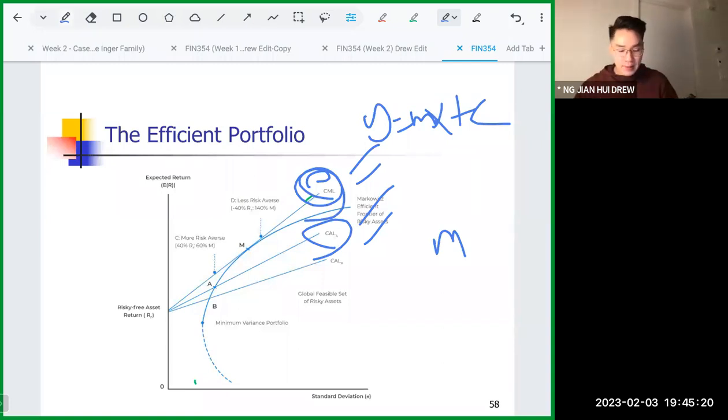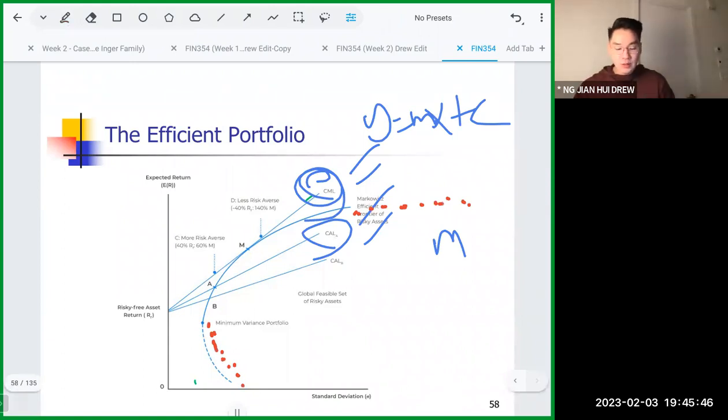The next part is, can I actually extend the tail of the parabola? What do I mean? Can you see this dotted line here? Can I extend this part here? And the answer to this part is yes, you can actually extend this. So how do you extend it? We are going to understand this concept of short position and long position.